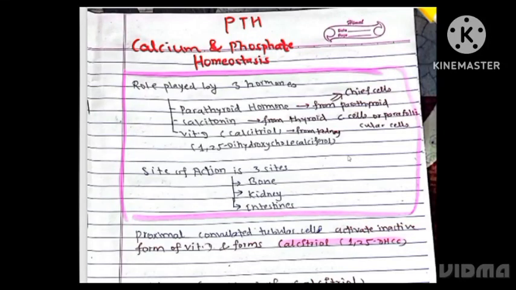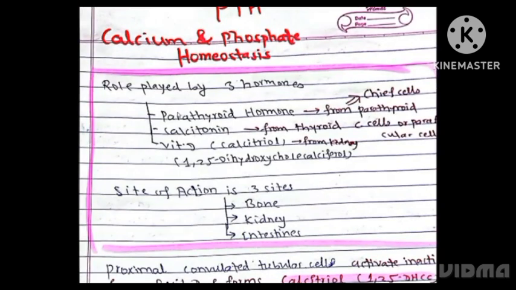Today we are going to talk about calcium homeostasis. For calcium and phosphate homeostasis, the role is played by three hormones, which are parathyroid hormone, calcitonin, and vitamin D. Parathyroid hormone is synthesized from the chief cells of the parathyroid gland.